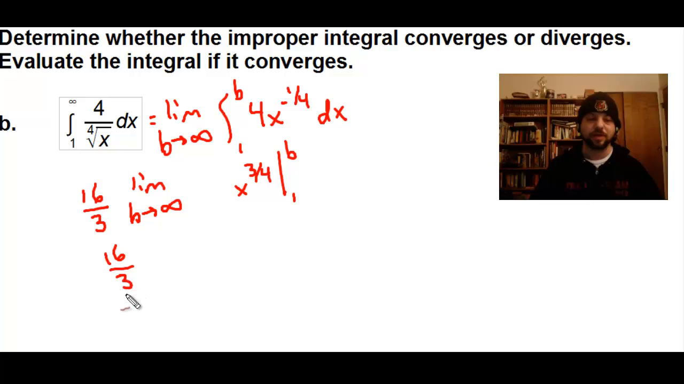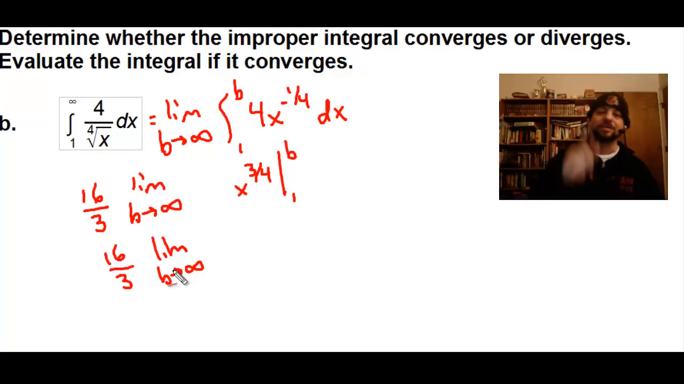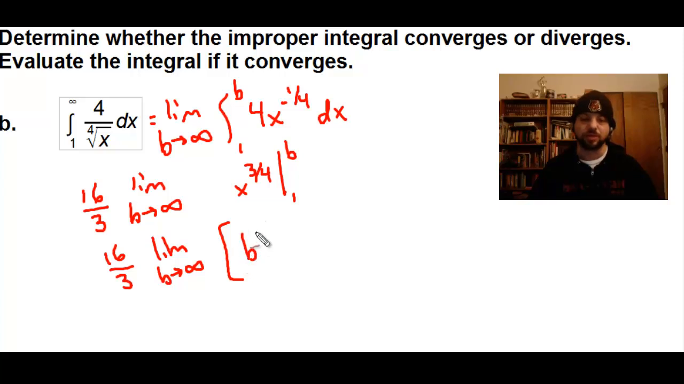Now, doing this, I'm going to have 16/3. Again, I'll have the limit as b approaches infinity. Don't forget to write your limit statement. That is very important. That limit statement takes the place of the infinity as one of your bounds, so you can't just disregard it. Anyway, if we plug these in, what we're going to end up with is b to the 3/4 power minus 1 to the 3/4 power, which is just 1.